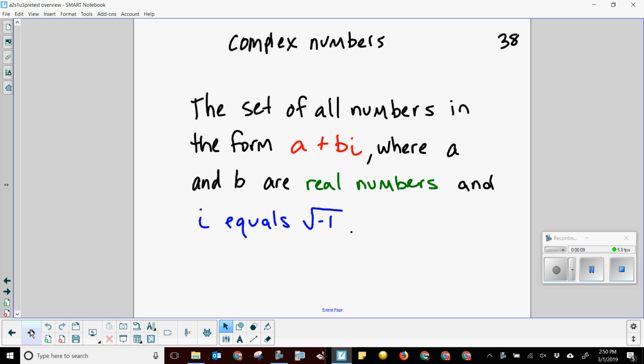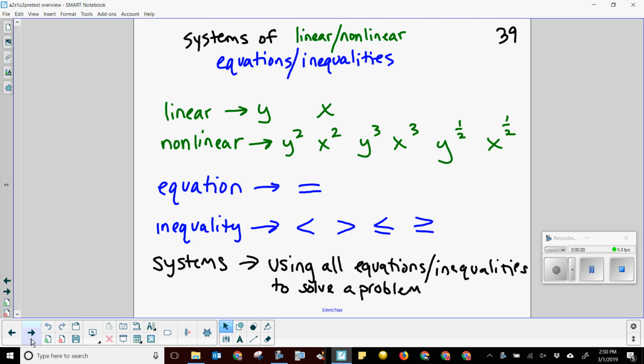38. Pretty self-explanatory. Just the definition of complex numbers. So yeah, make sure you got that down.